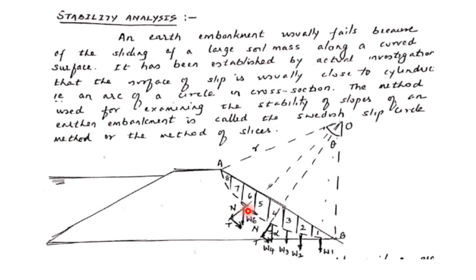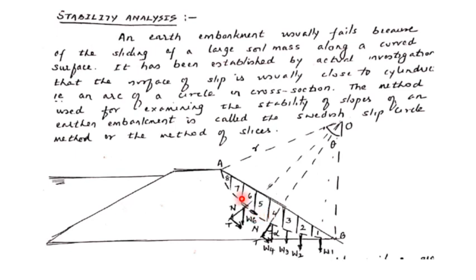So therefore T into r gives the driving moment, which is responsible for the sliding. Like this, on each slice we find out the T component and multiply by r, and if you go on adding each of the components T into r, we get the summation of T into r, which is nothing but the driving moment, which is MD.